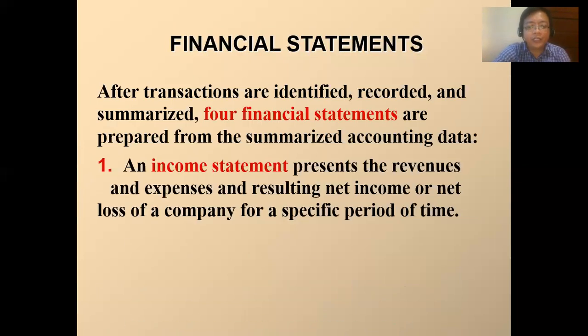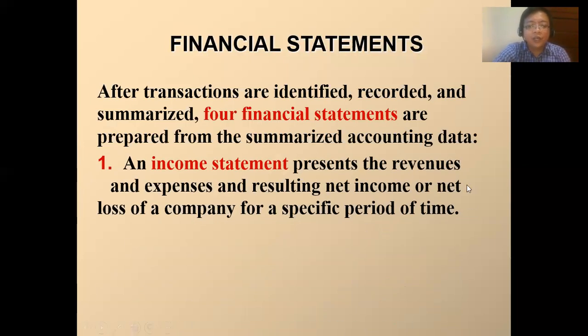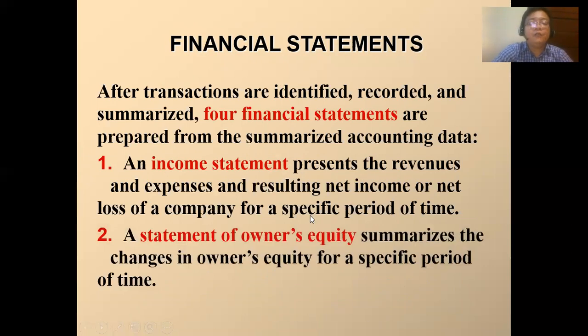So there are 4 FS. You have the income statement, also known as the statement of performance, statement of profit or loss, or statement of comprehensive income. In the income statement, you just record revenue and expenses, and the result is net income or net loss. You also have the statement of owner's equity or statement of changes in equity. You summarize the owner's equity for the specific period of time.